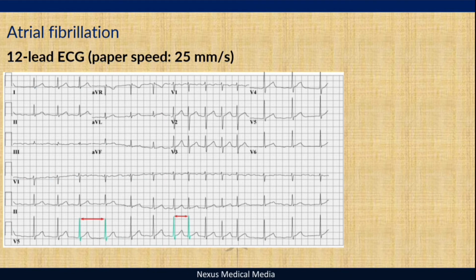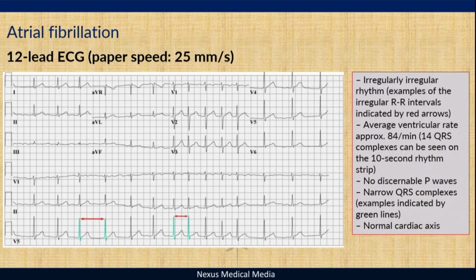Right, so this is an ECG showing AFib. Right, so firstly, if you look at the rhythm here, it's irregularly irregular. Example of RR intervals, which are irregular, indicated by red arrows. You can see here, this distance is larger than this. It's irregular, it's not constant. Average ventricular rate approximately 84 per minute. 14 QRS complexes can be seen on a 10-second rhythm strip.